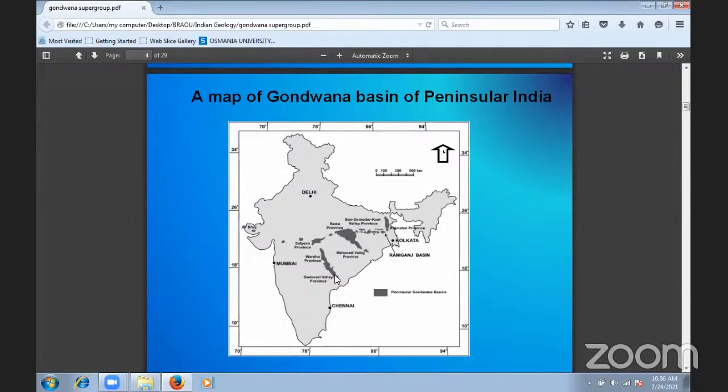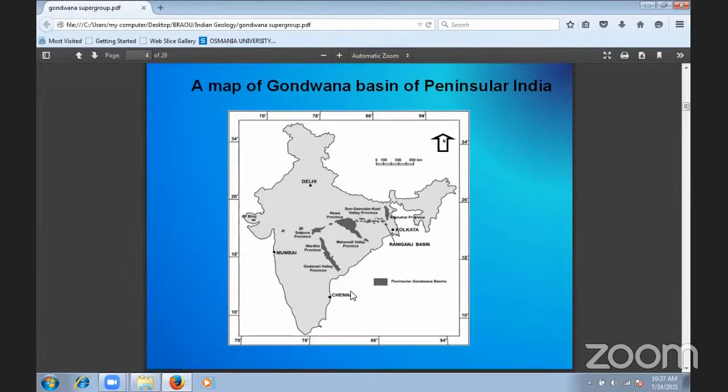These shades, this block color structure, it is showing the Gondwana formations in our India. You see here the maximum, if you have a country along the Godavari Valley in our Telangana state, it was located along the Godavari basin.